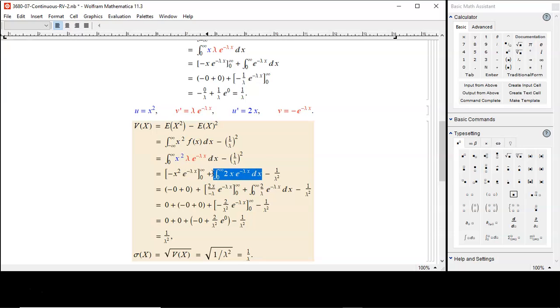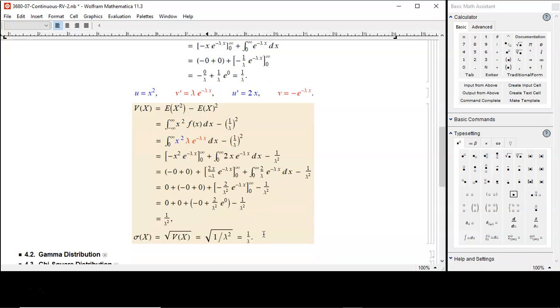And here we have another integration by parts. Do that again and do the same thing. Then the e to the negative infinity part will all go down to 0. The only thing that's left is the e to the 0 power part. So what do you have in the end? 2 over lambda squared minus 1 over lambda squared. So we end up with 1 over lambda squared. So that's my variance. And taking the square root, we get the standard deviation of 1 over lambda.